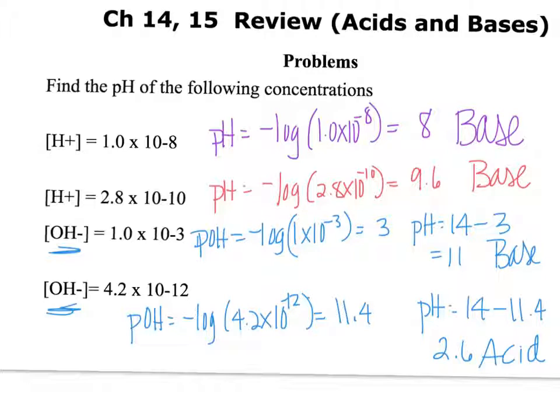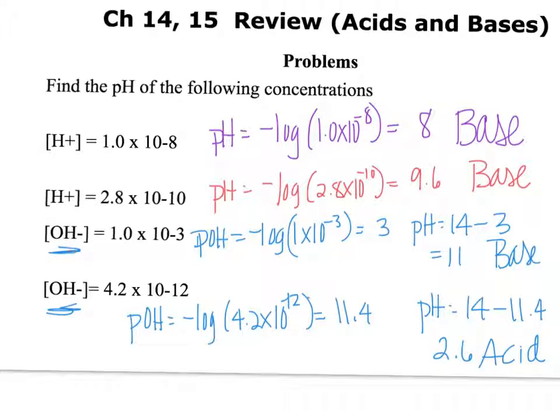All right, so in this one problem, we were supposed to find the pH of these 4 solutions. In the first 2, they give us hydrogen, so we can directly take the negative log. When we do that, we find out that they are 8 and 9.6, so they are both bases.